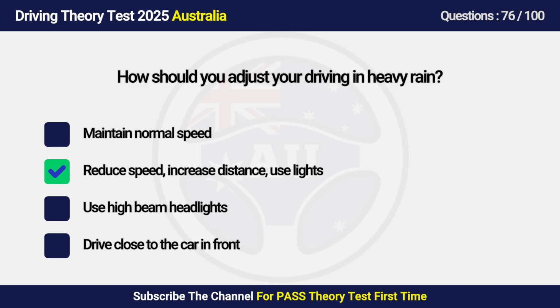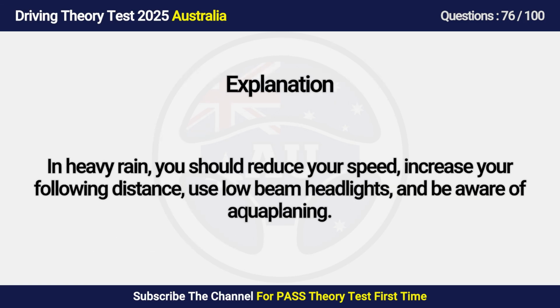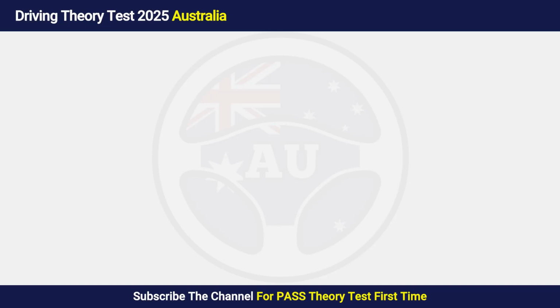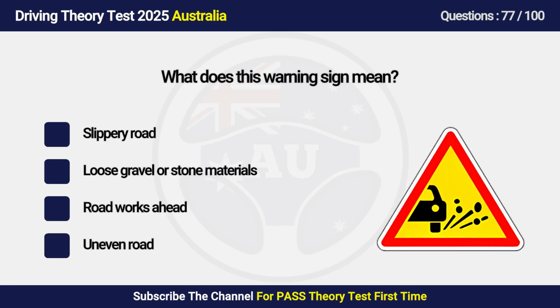Answer is B. Reduce speed, increase distance, use lights. In heavy rain, you should reduce your speed, increase your following distance, use low beam headlights, and be aware of aquaplaning. Question 77. What does this warning sign mean? A. Slippery road. B. Loose gravel or stone materials. C. Road works ahead. D. Uneven road.